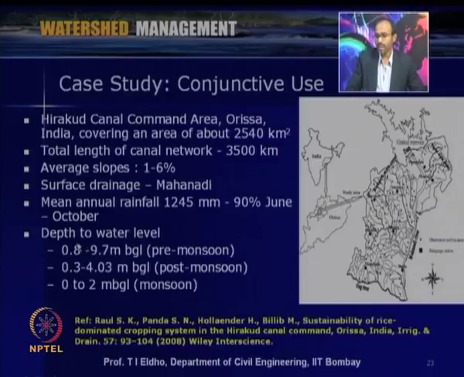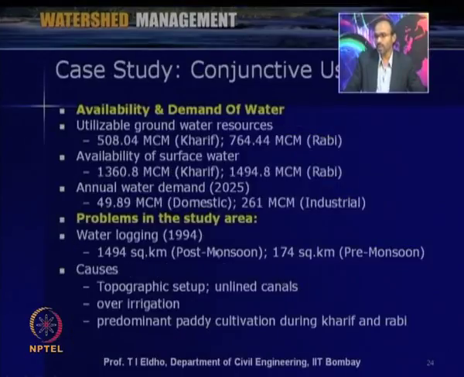As for the depth to groundwater level, during pre-monsoon it varies from location to location between 0.8 and 9.7 meters. Post-monsoon it varies from 0.3 to 4.03 meters, and during the monsoon the water level rises, varying from 0 to 2 meters below ground level. So a larger area is waterlogged, especially in the monsoon season.